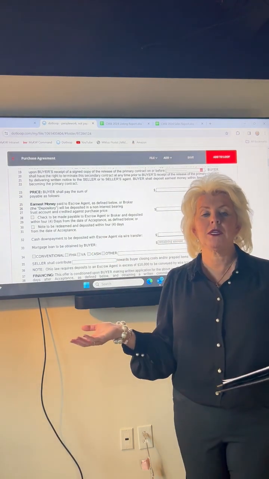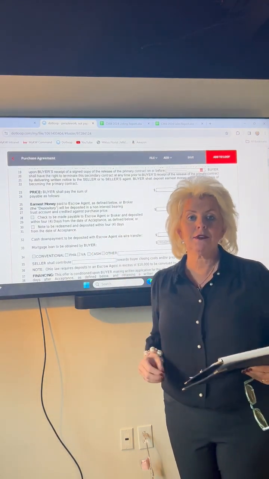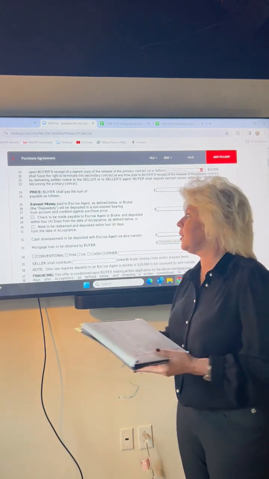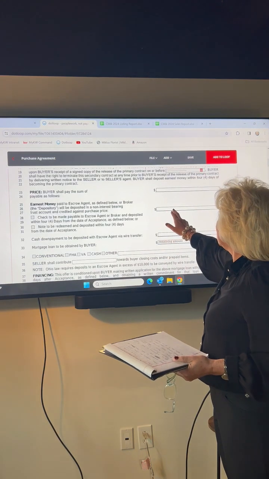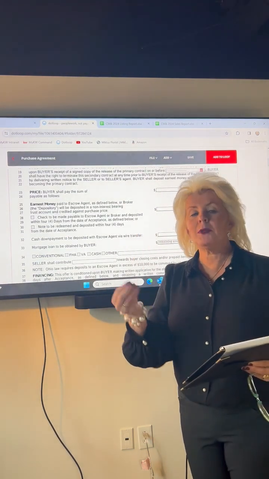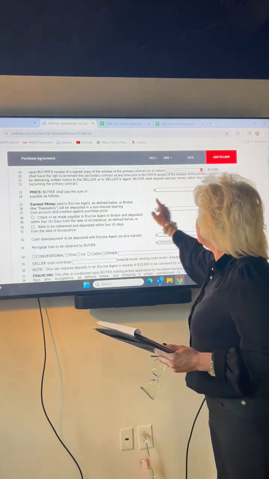What is earnest money? Does anyone know? Technically, the definition of earnest money is money used to confirm the contract. And that's in this line right here, okay? It's called good faith money. Normally and customary, it's 1% of your offer.